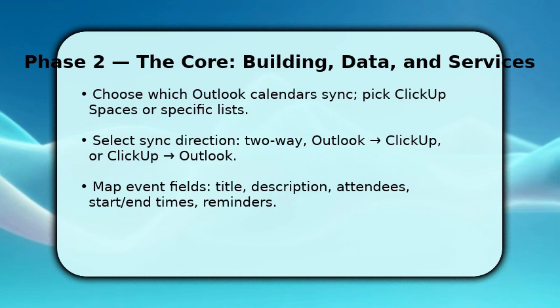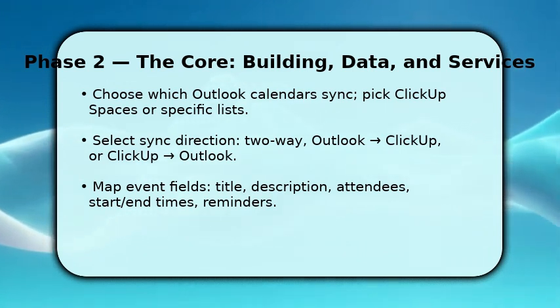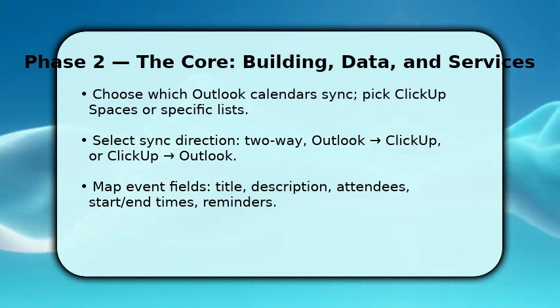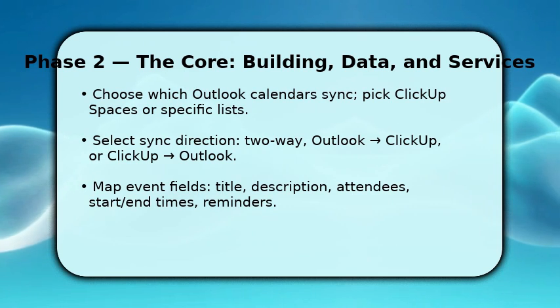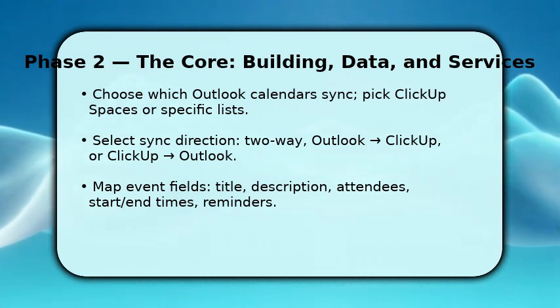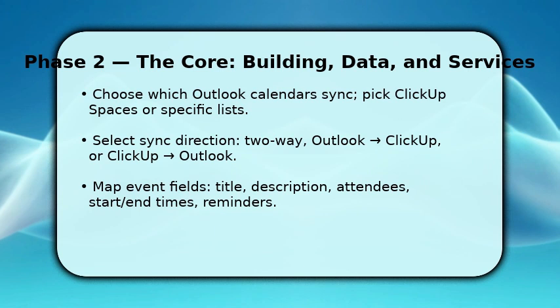Then map fields so titles, descriptions, attendees, start and end times, and reminders align correctly. This avoids missing details. Also set default event visibility and whether ClickUp tasks should be created from Outlook events, because that can matter. Finish by testing.